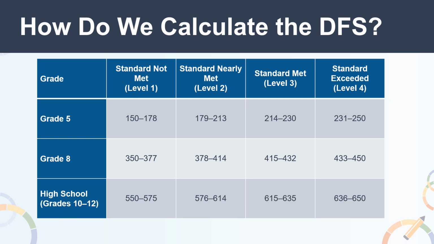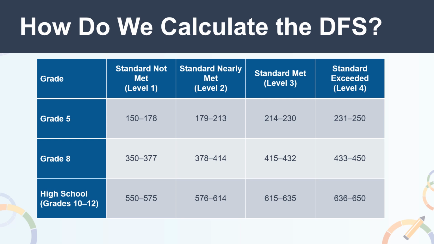For the 5th grade, students with a scale score between 150 and 178 are in Level 1. A scale score between 179 and 213 is in Level 2. A scale score between 214 and 230 is in Level 3. A scale score between 231 and 250 is in Level 4.